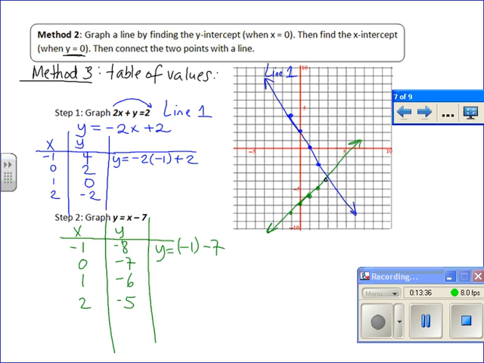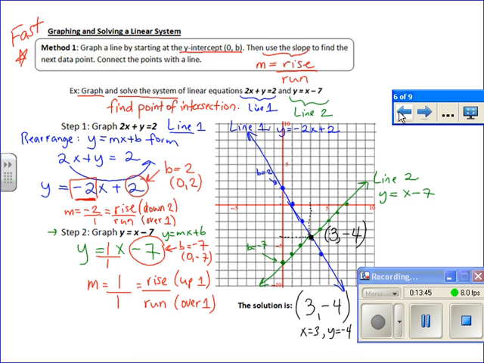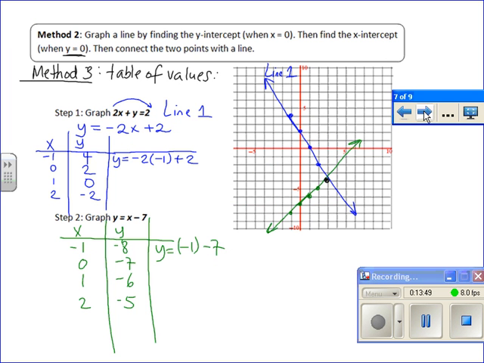So I'm a little bit off. It should be right there. Okay, but if you use a ruler, you'll get the right answer here. Okay, and so again, we should have the exact same point here, 3, negative 4. So if I come up 3, and there's my solution. Okay, the point 3, negative 4.